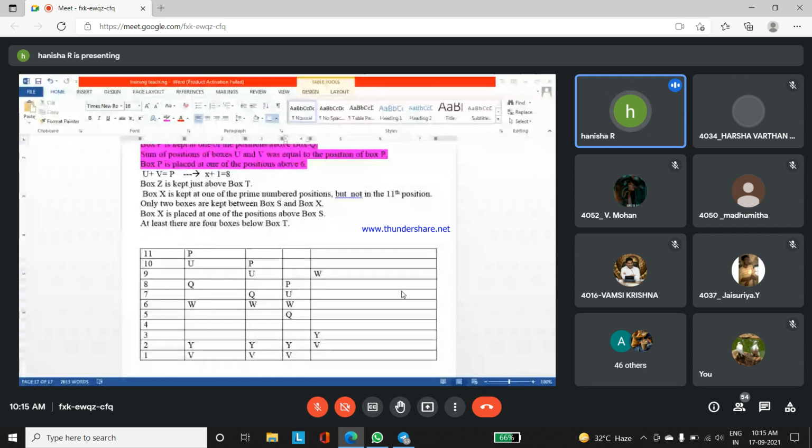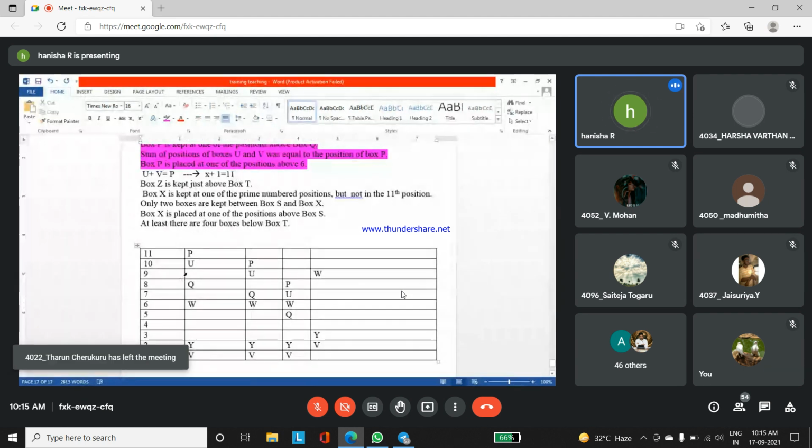If P is at 11, then U should be at 10, because the position of V is constant, it will not change. So similarly, taking possibilities, I'm just putting P at random positions. Obviously, at 9th position you will not have P because you have W at 6th position where you can't mark Q. Okay, so this is how I've just marked it.